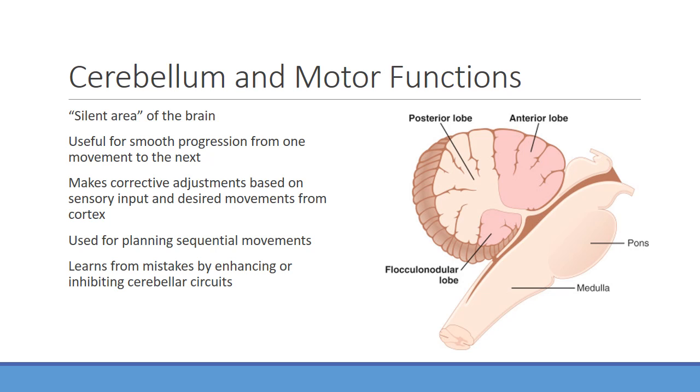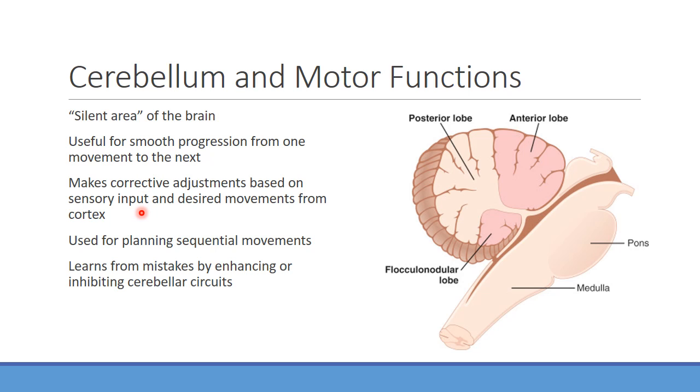One of the things we see is it's very useful for helping with smooth progression from, say, one movement to the next. So if I need to do something like pick something off of the floor and put it back onto a shelf, that is a series of movements I need to have happen smoothly from one step to the next in order to make it happen effectively. And so the cerebellum is very useful for this.